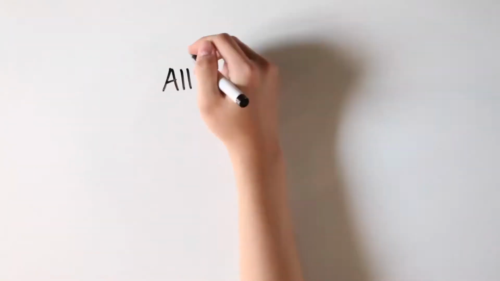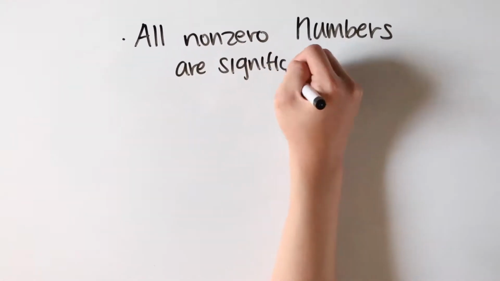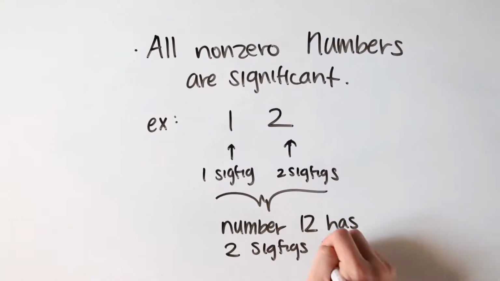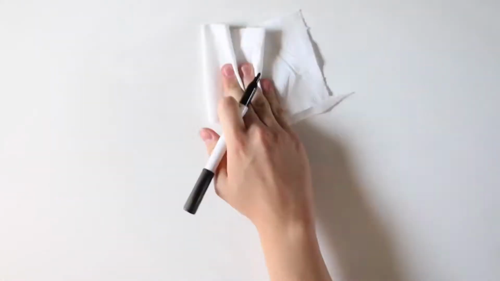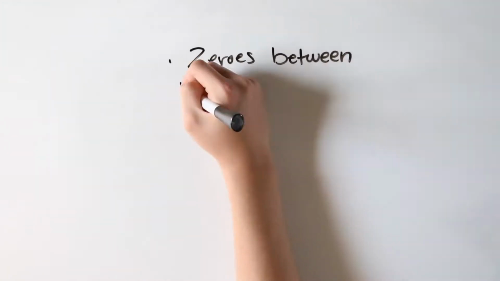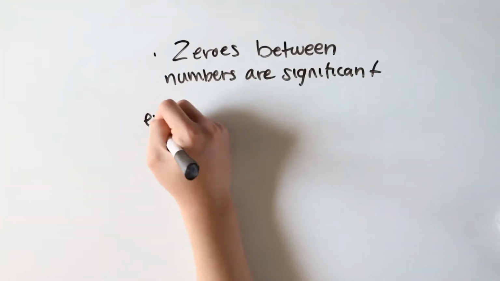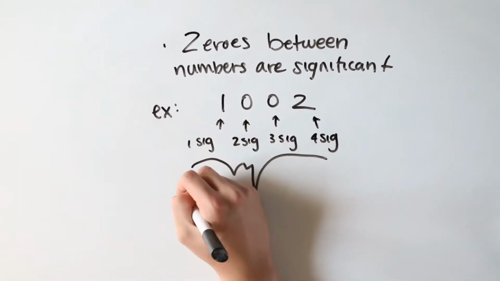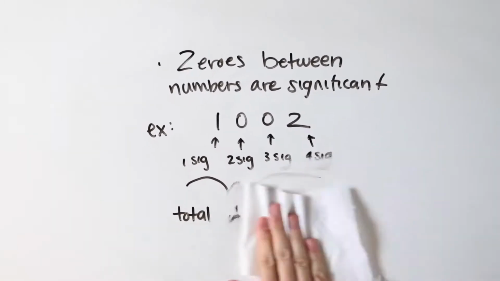First, all non-zero numbers are significant. To exemplify, 12 has 2 non-zero numbers, so it has 2 significant figures. Moreover, zeros between numbers are also significant. For example, the zeros in 1002 would be significant, as they are bounded by 1 on the left and the 2 on the right.